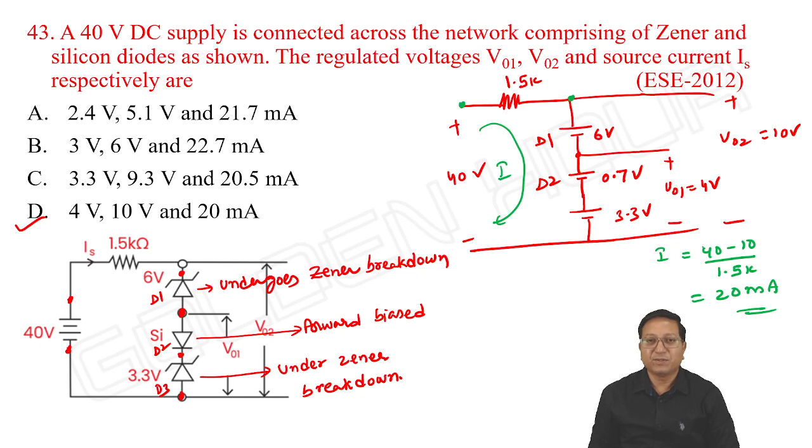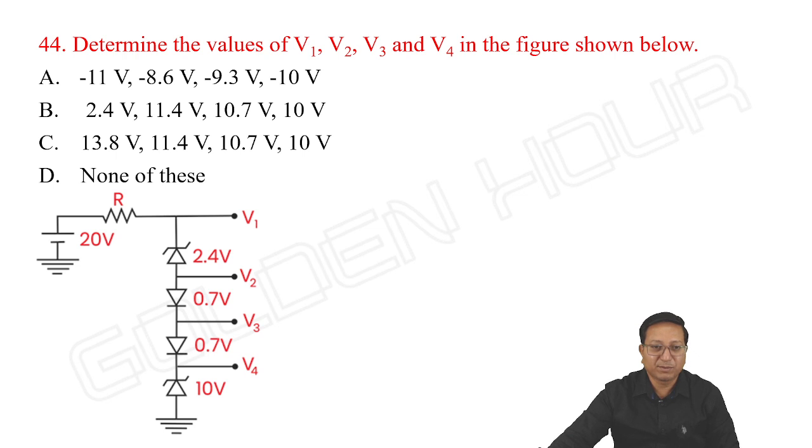If you understand the equivalent circuit from the characteristics, just execute that. Later, it is just about networks only. Like this, we can do this problem. Next series. Determine the values of V1, V2, V3, and V4 in the figure shown below.